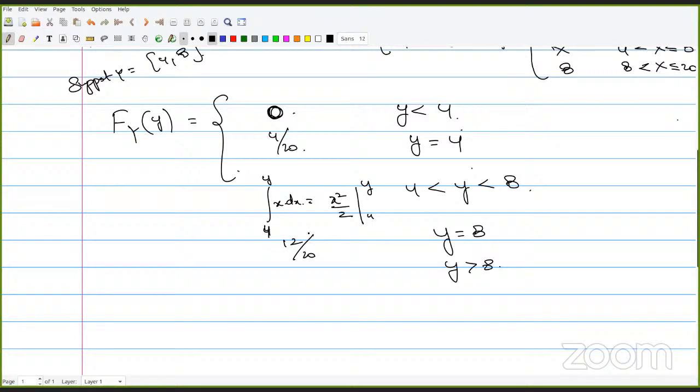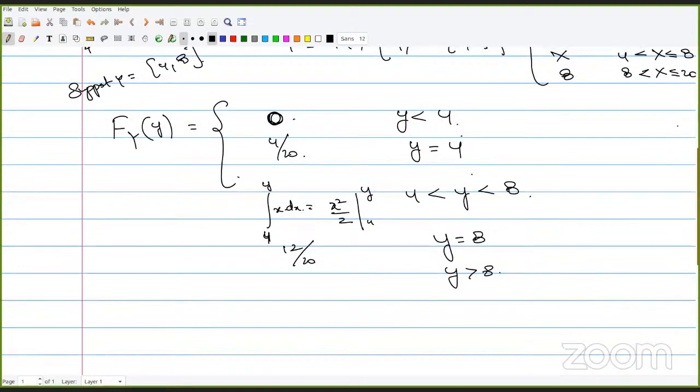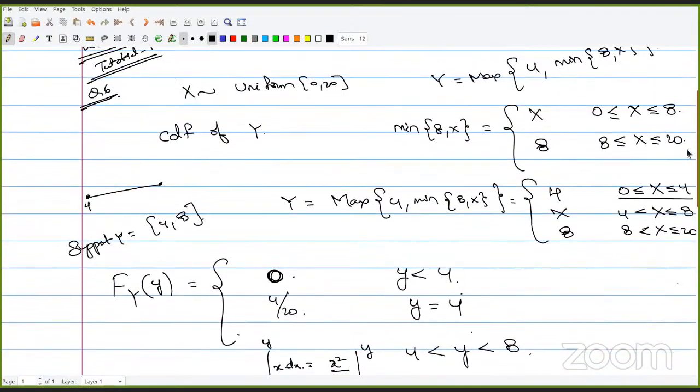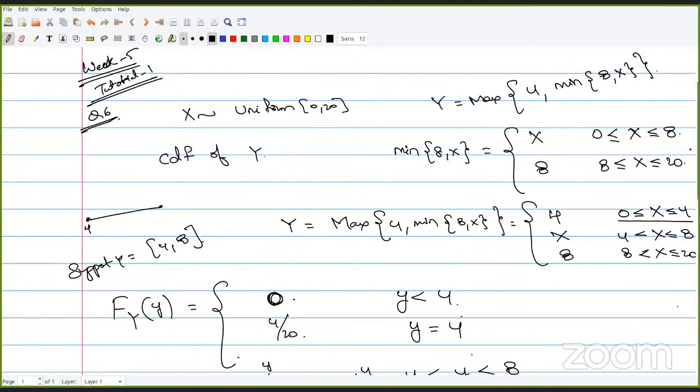Is this correct? No, can you just scroll up once? Okay, this question is week 5 tutorial 1 question number 6.